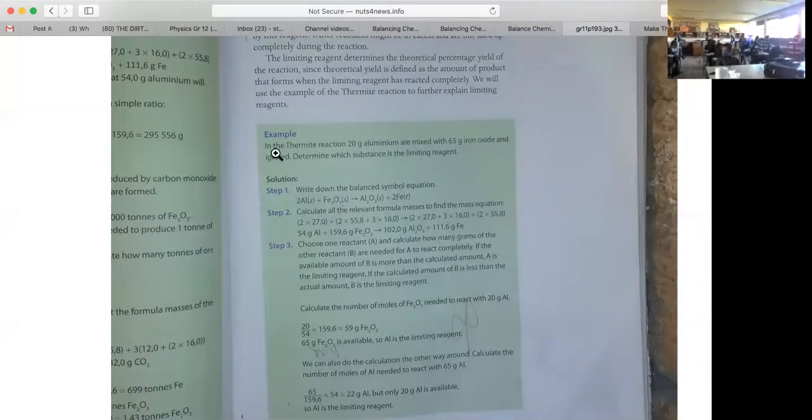Okay, so here's the thermite reaction. I'm really glad they included this because thermite is something I'd really like to try. In this reaction, you take 20 grams of aluminium mixed with 65 grams of iron oxide and ignite it. Determine which substance is the limiting reagent. Okay, so here's the balanced equation. Aluminium plus iron oxide goes to form aluminium oxide and iron.